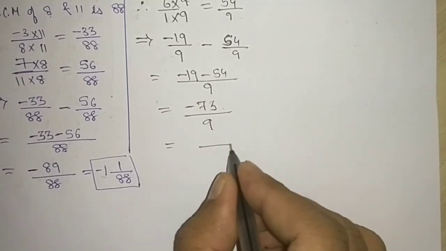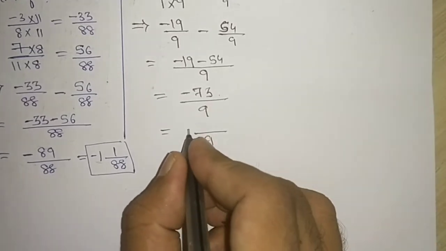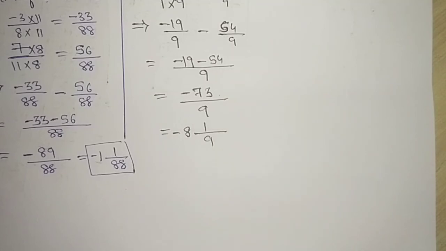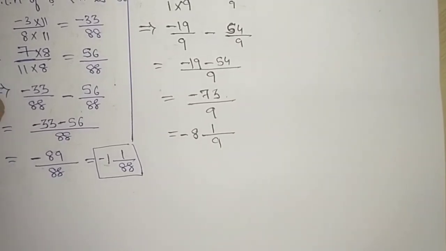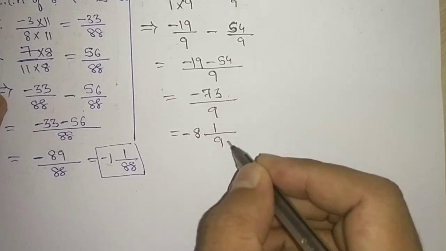We will convert it into a mixed fraction. 9 8's are 72 plus 1 will give me 73. So our answer will be minus 8 integer 1 by 9.